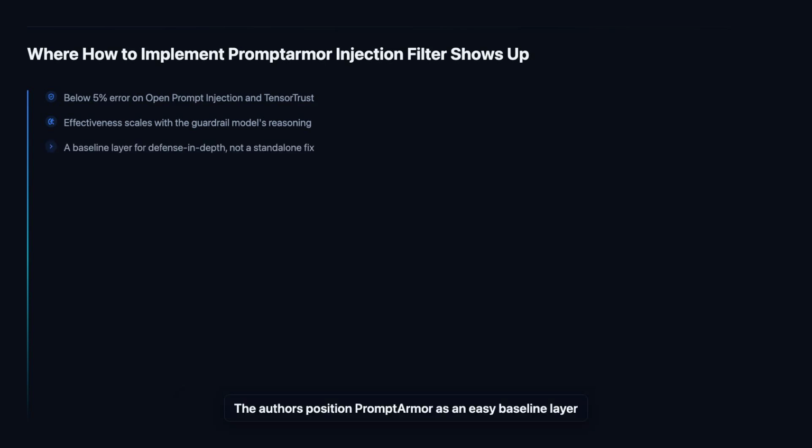The authors position Promptarmor as an easy baseline layer within defense in depth, not a complete solution. We pair it with input validation, least privileged tools, and human oversight. Because it needs no fine-tuning, we deploy Promptarmor as a pre-processing wrapper around existing agents. We route untrusted input through the GPT-4o or GPT 4.1 filter before the agent runs.